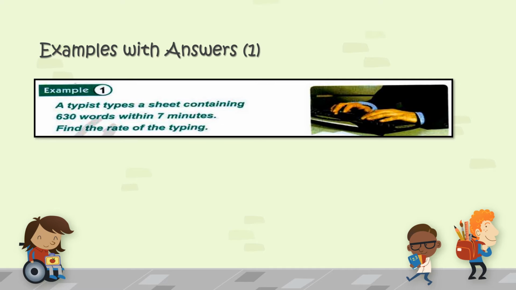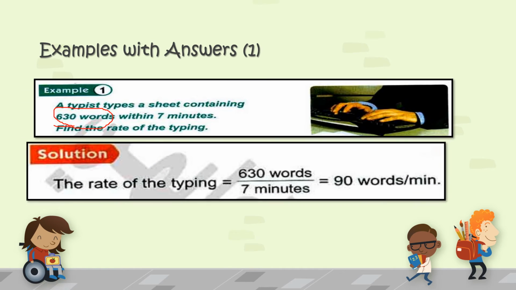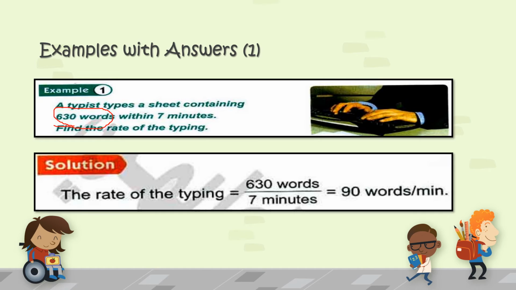Okay, so the typist types a sheet containing 630 words. So 630 words is our first quantity. And within 7 minutes, 7 minutes is our second quantity. So while finding the rate, we take our first quantity per, or divided by, our second quantity. So our first quantity is 630 words, divided by or per, they're the same thing, 7 minutes. So 630 divided by 7 is going to be 90. And for the units, we write the per sign here, so 90 words per minute.